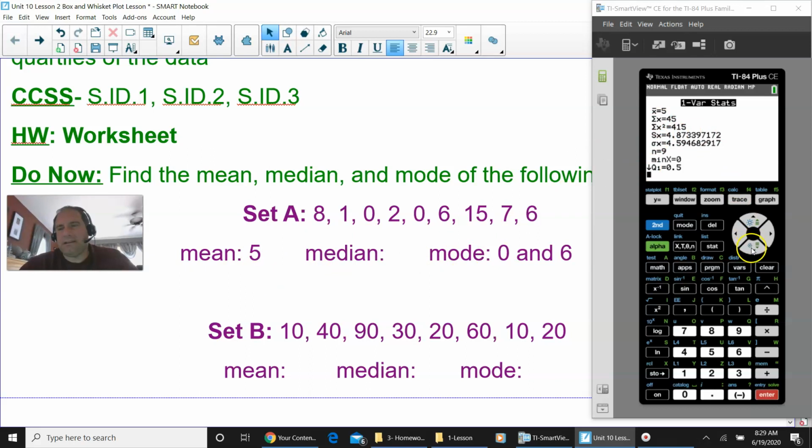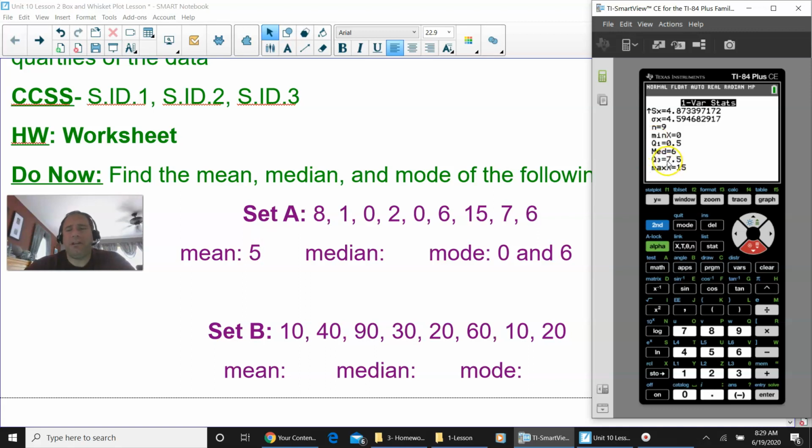The median, you have to press down, keep on going down, and there it is, along with the quartiles and the min and the max. This is very important for this lesson. It's called the 5-number summary, but median is what we need right here. So median is 6. And that is it.